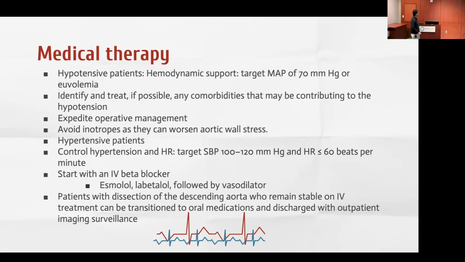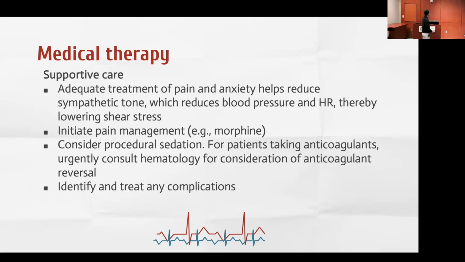Supportive care is important because we want to help with the pain and anxiety. So we want to talk with the patient and de-stress them. We may need to give them morphine for pain management. Anticoagulants: if they are on anticoagulants and they go into surgery, we want to take them off of them. So we need to consult hematology.